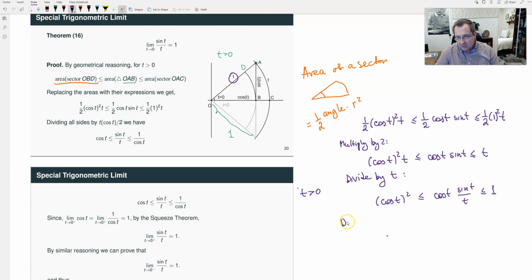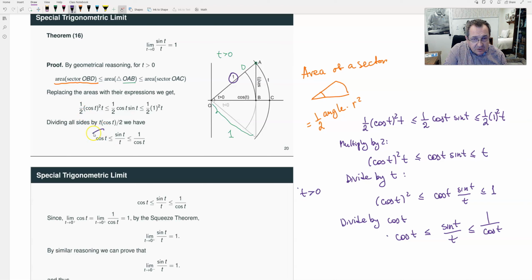And finally, we will divide by cosine t. Once we divide by cosine t, on the left side we'll have cosine t. We had squared, we divide by cosine, one cosine goes away, one cosine stays. And in the middle term, the cosine t will cancel, so we'll just have sine t over t. And the last term will become 1 over cosine t, which brings us to this inequality.